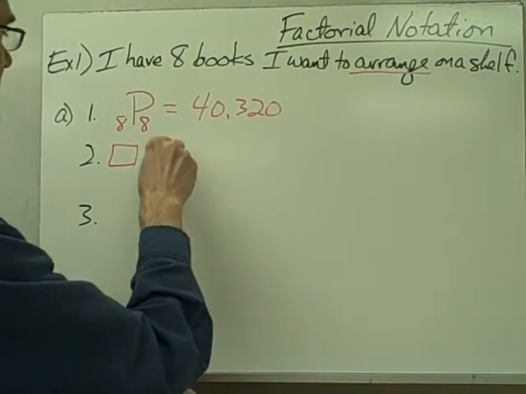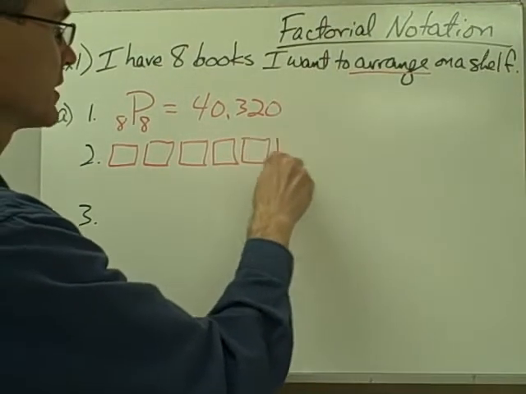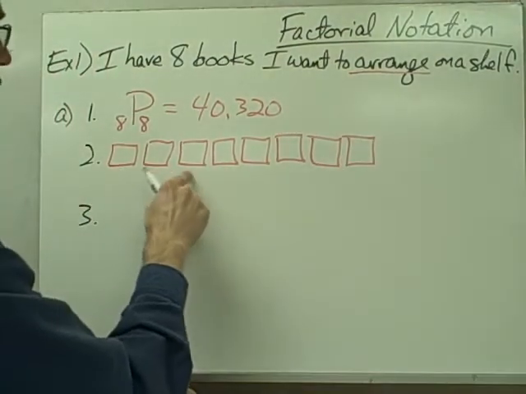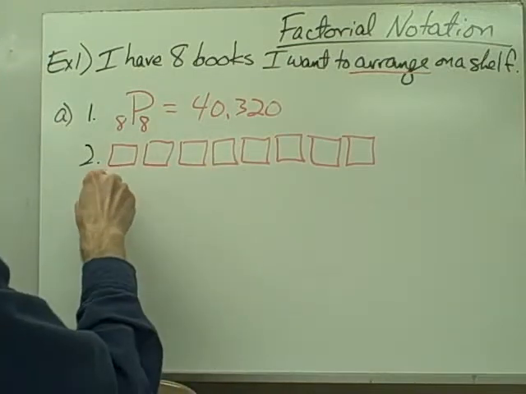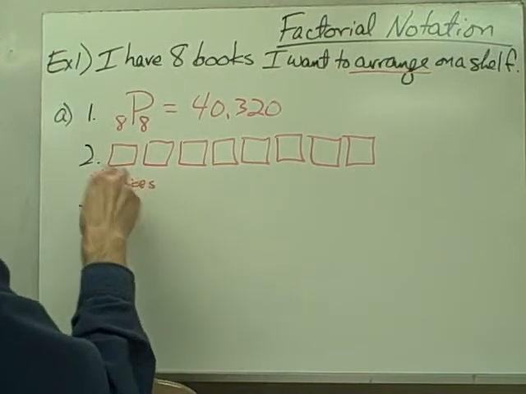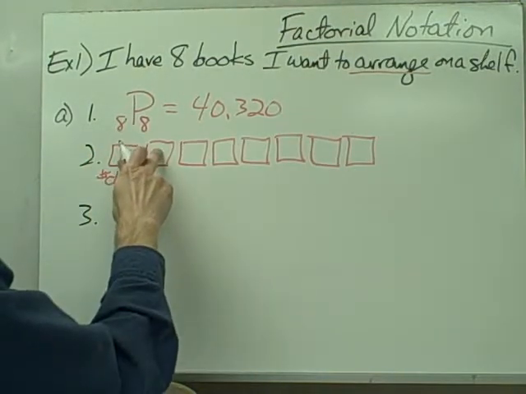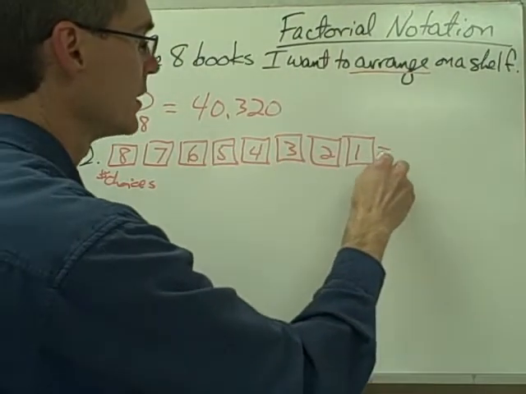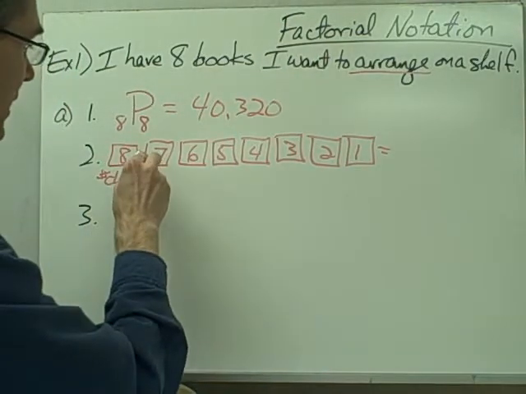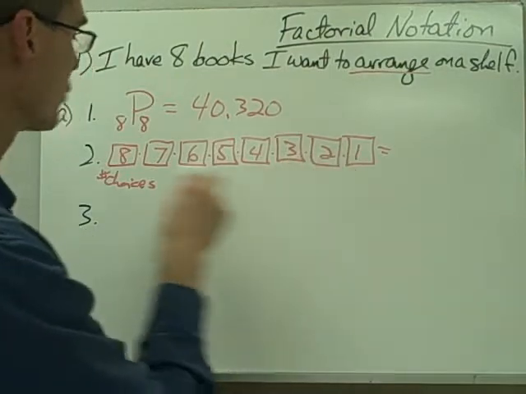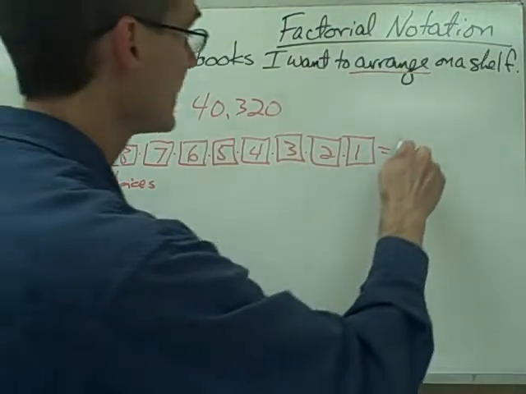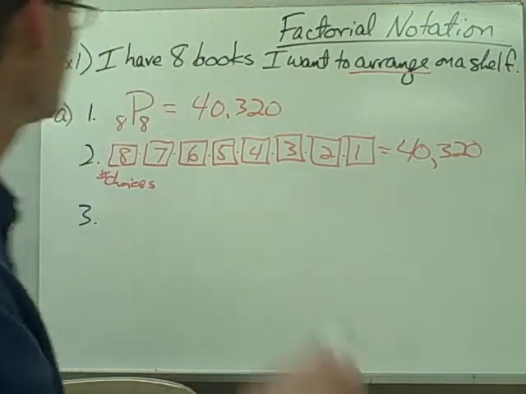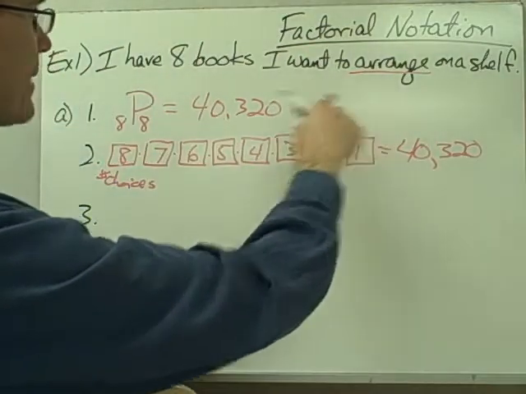Another way that I can calculate this same number is I could use the fundamental principle of counting, and if I draw my 8 boxes and put the number of choices that I have for books to go in each slot, the number of choices for this first slot is 8. The second slot is going to be 7. And this one's 6 and 5 and 4 and 3 and 2 and 1. And if I multiply each one of these numbers, 8 times 7 times 6 times 5 and so on, then again I get this same number, 40,320.